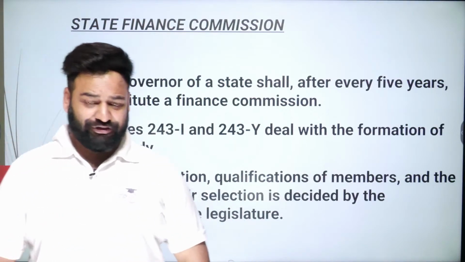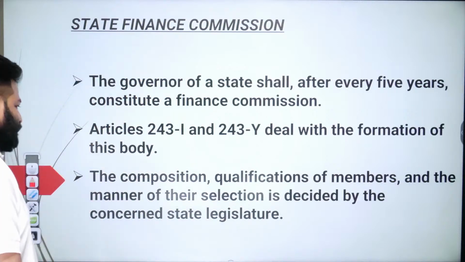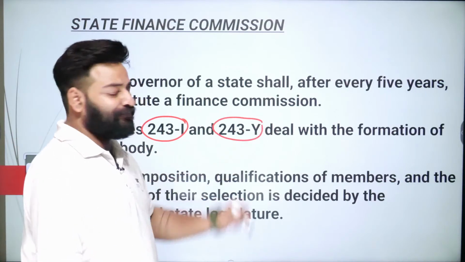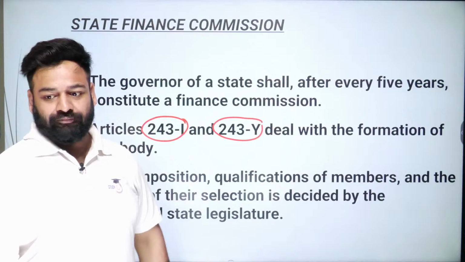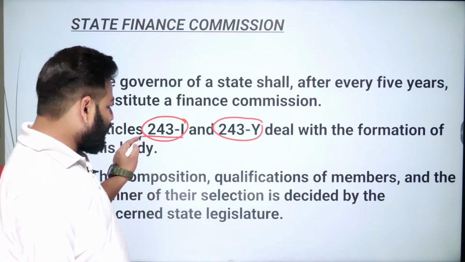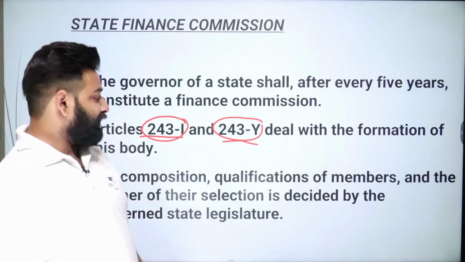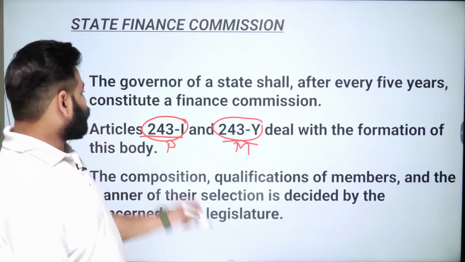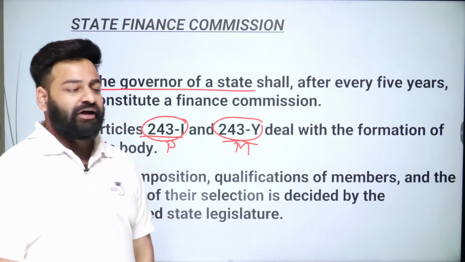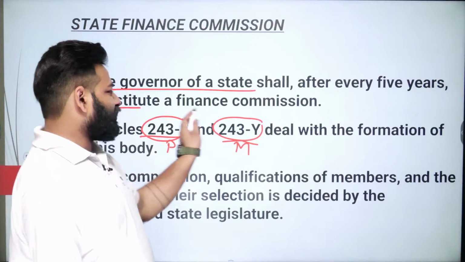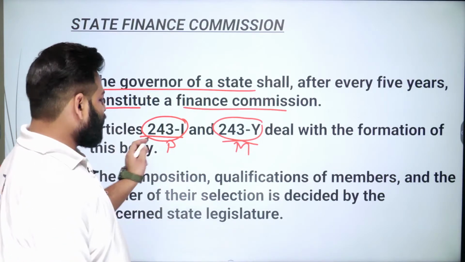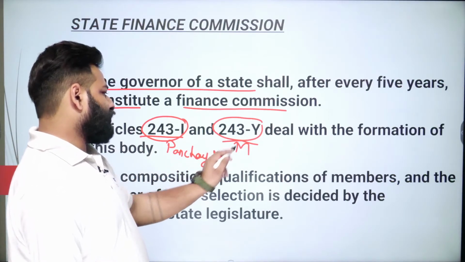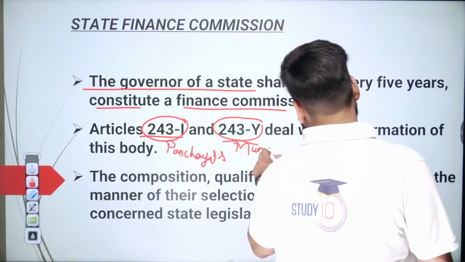Next, State Finance Commission. So for states, we have also got the Finance Commission. So under Article 243I and 243Y, not from I to Y, 2 articles, 243I and 243Y. It is I for panchayats, Y for municipalities. Okay. So the governor of a state shall every 5 years constitute a Finance Commission under Article 243I for panchayats and 243Y for municipalities.